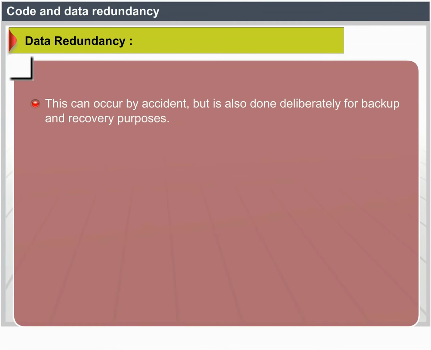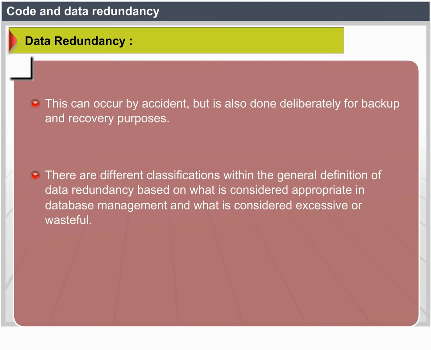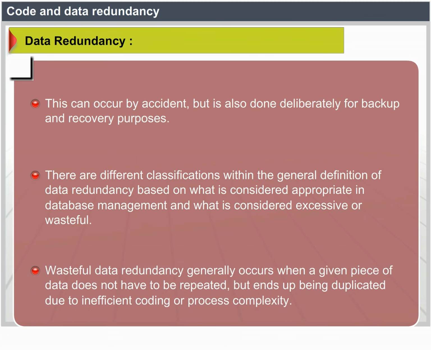This can occur by accident, but is also done deliberately for backup and recovery purposes. Within the general definition of data redundancy, there are different classifications based on what is considered appropriate in database management and what is considered excessive or wasteful. Wasteful data redundancy generally occurs when a given piece of data does not have to be repeated but ends up being duplicated due to inefficient coding or process complexity.